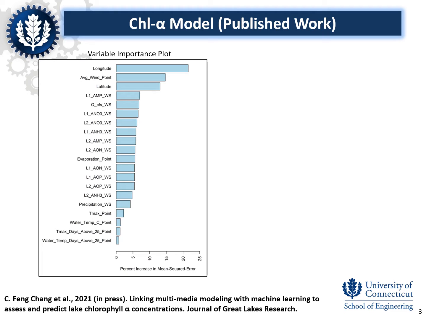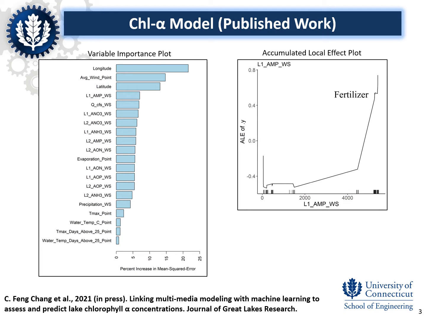And we also studied how each variable affects chlorophyll-A by using accumulated local effect plots, or ALE plots. Here I'm showing an example of an ALE plot of the layer 1 application of mineralized phosphorus, which clearly shows that with an increase of this form of fertilizer, it would lead to an increase in chlorophyll-A. Again, more details and findings can be found in our article.